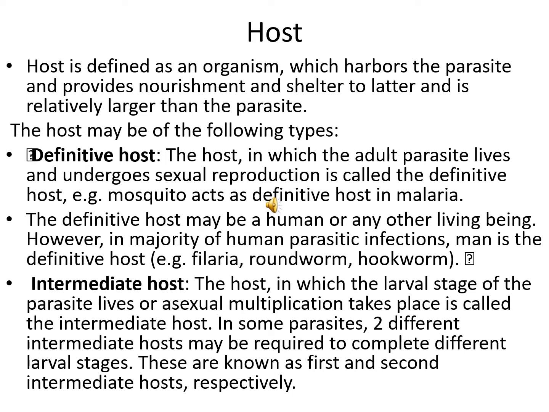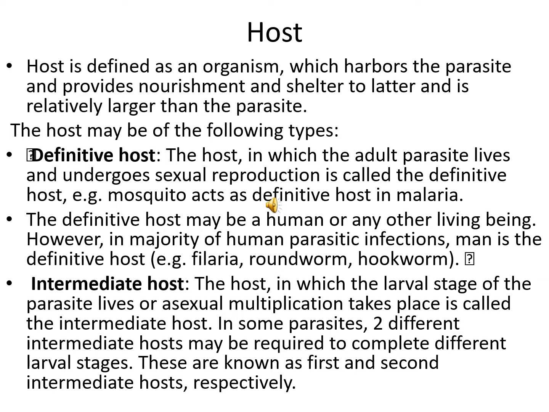So the mosquito is the definite host, and man is the intermediate host. The Plasmodium maturation takes place in man. So man is the intermediate host, and the gut of the mosquito acts as the definite host, where the reproduction takes place.